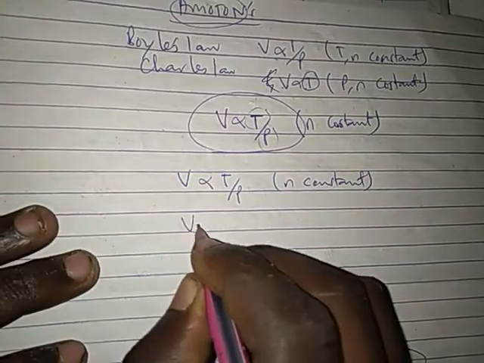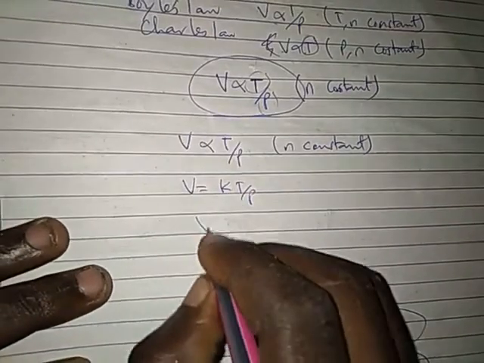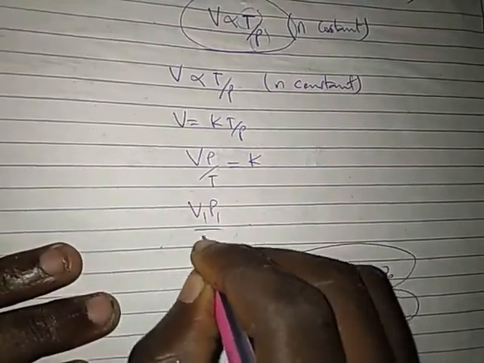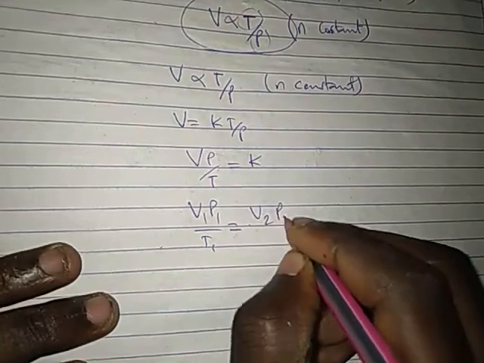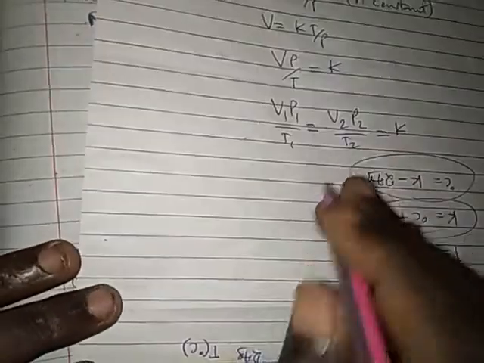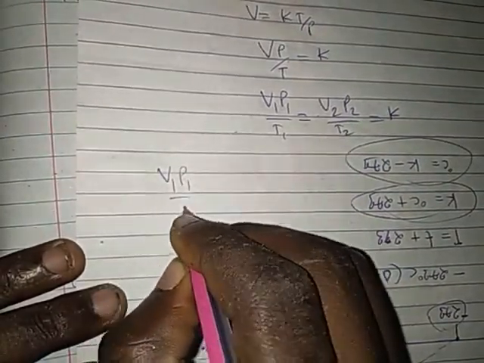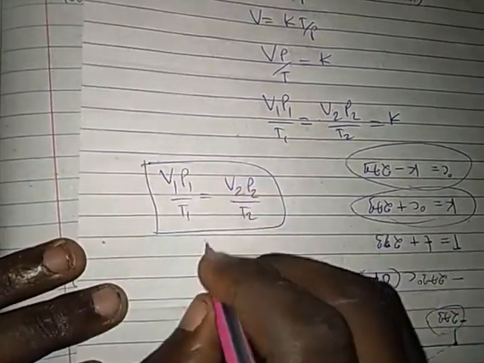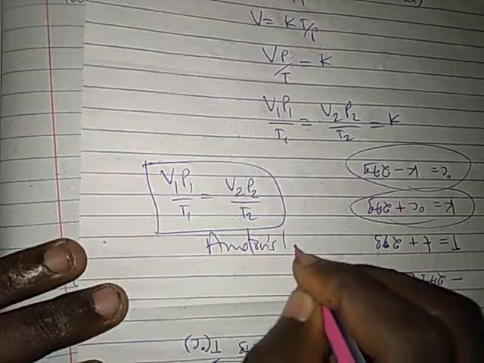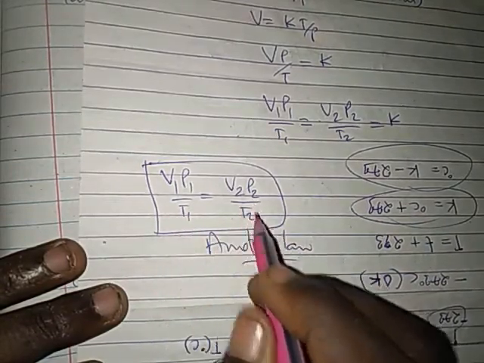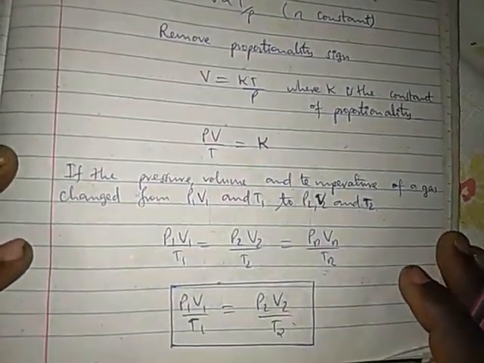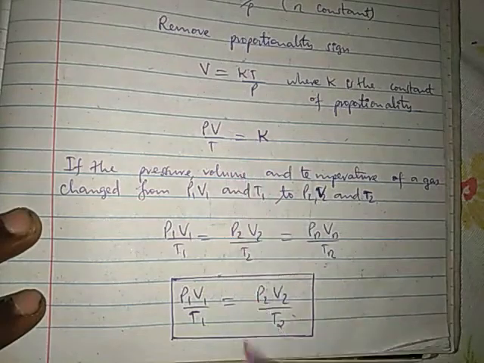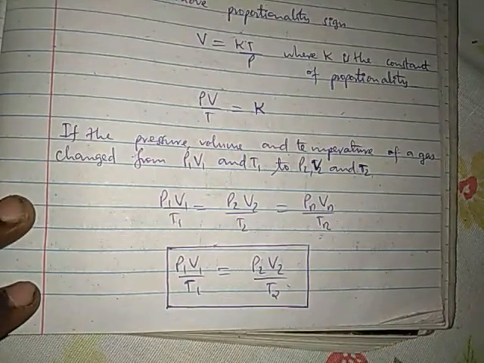Removing the proportionality sign, volume will be equal to constant K times temperature divided by pressure. So volume times pressure divided by temperature T is equal to constant K. V1 P1 divided by T1 is equal to V2 P2 divided by T2, which is equal to constant K. And this is the general expression for Amoton's law: V1 P1 divided by T1 is equal to V2 P2 divided by T2. Kama unavyoweza kuona hapo, V will be equal to K T divided by P. This K is constant, and then we end up with the expression like this, as I have explained earlier.